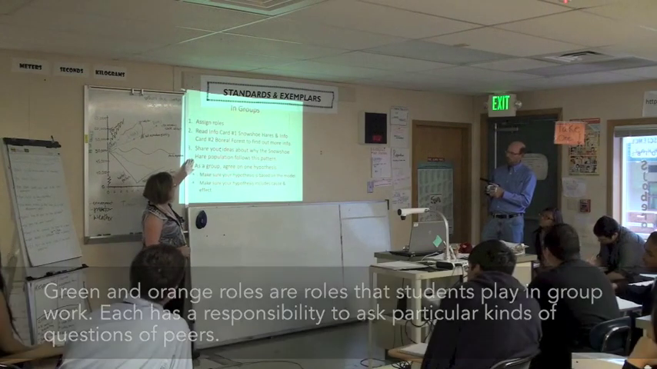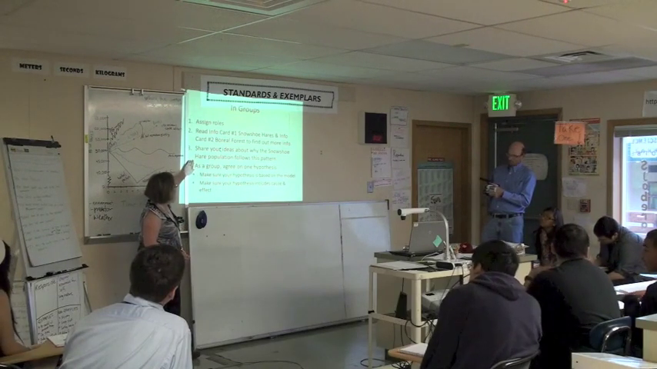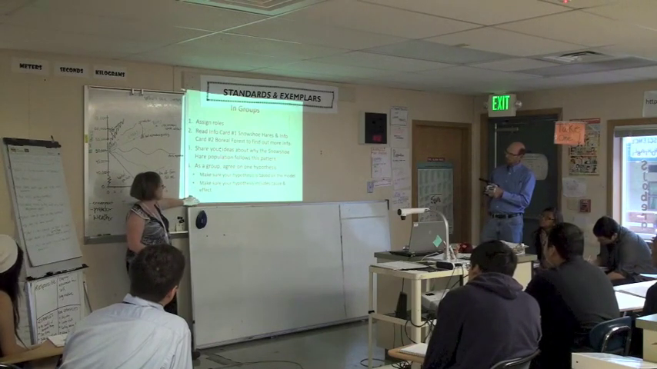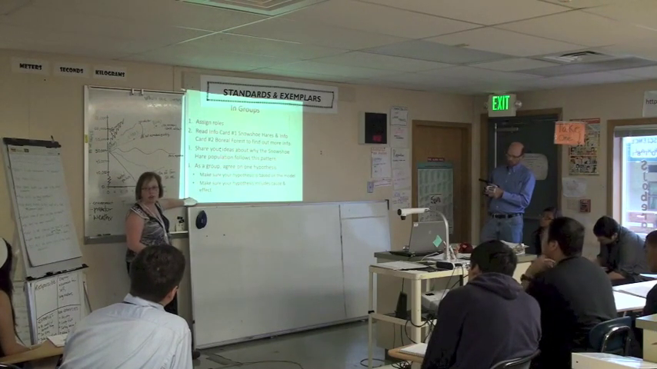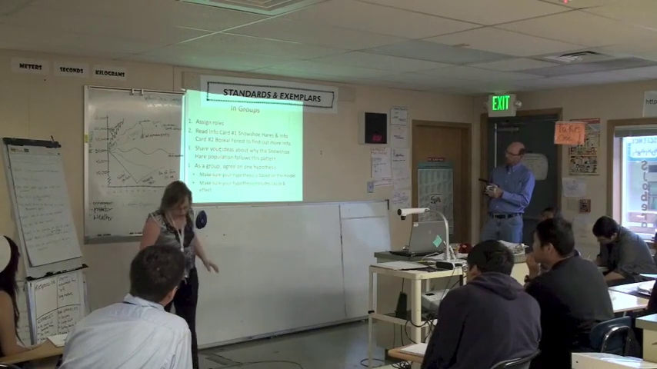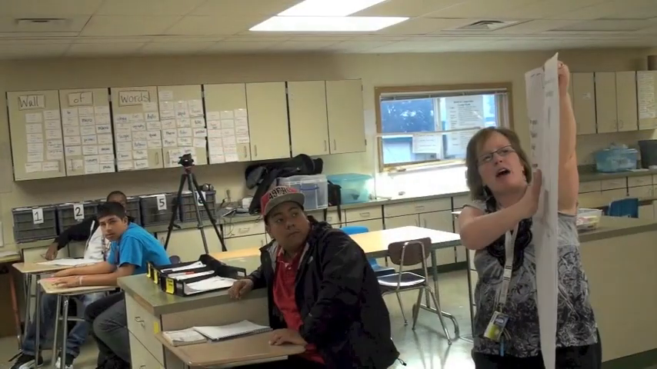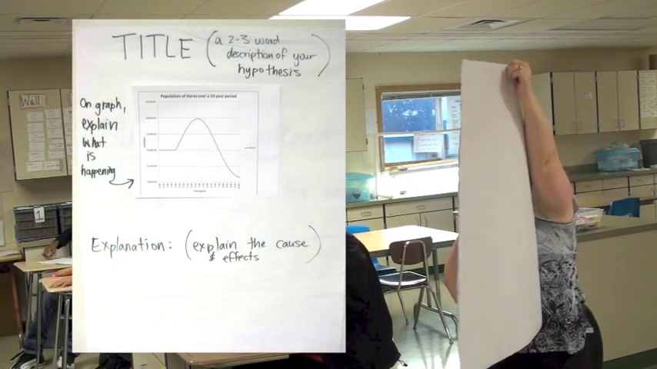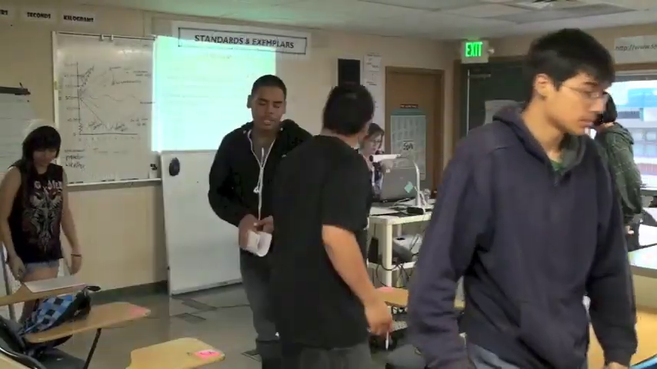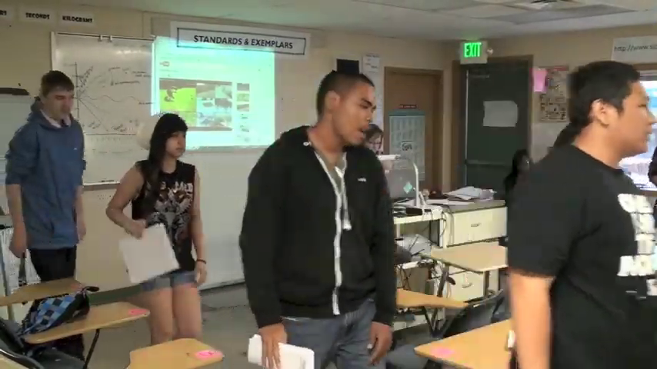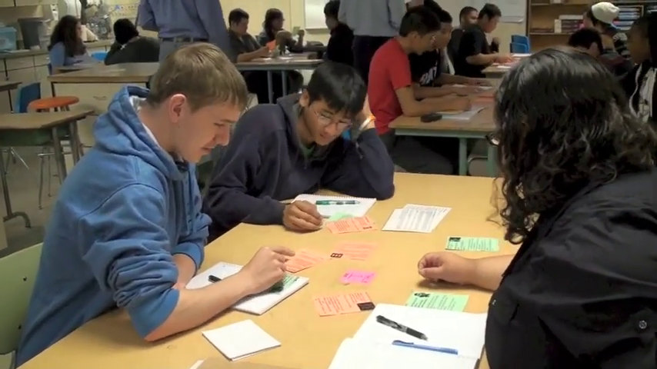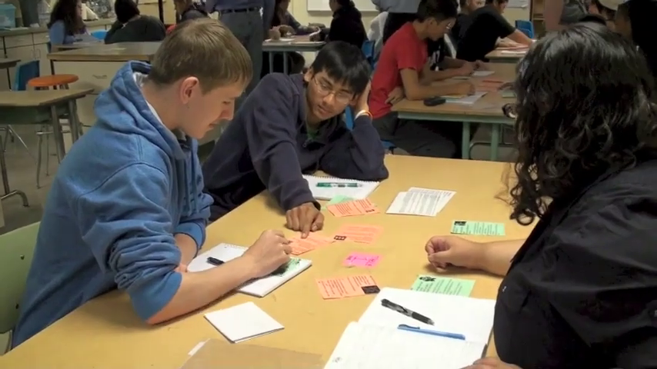Share your ideas about why the snowshoe hare population follows this pattern. And then as a group, agree on one hypothesis. You'll be making a poster to show that. You'll put a graph on here and explain on the graph what's happening, and then do a description down here of what you think is happening. So remember, once you pick your orange job, I'm going to be listening for these orange sentences, these orange questions.